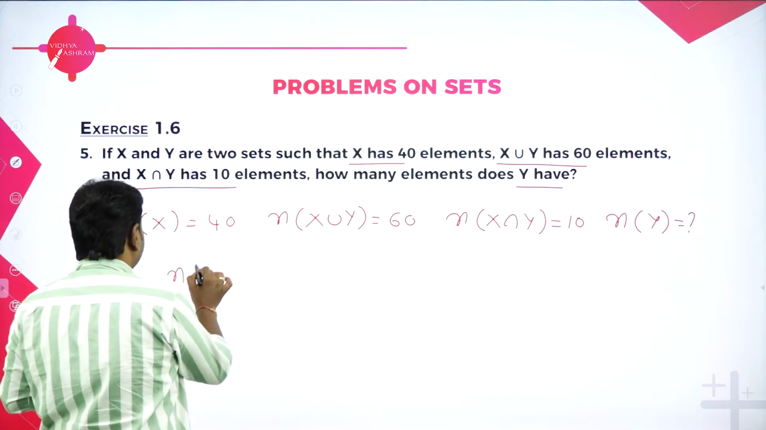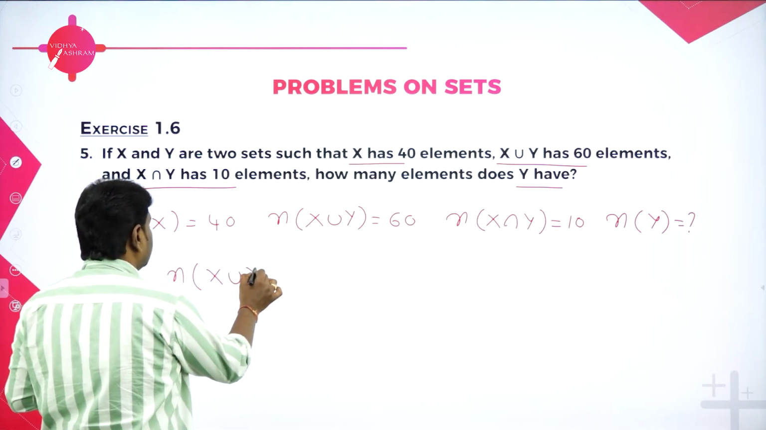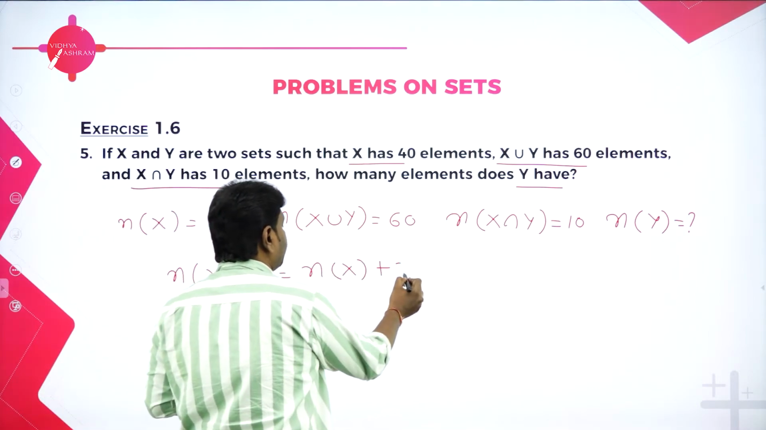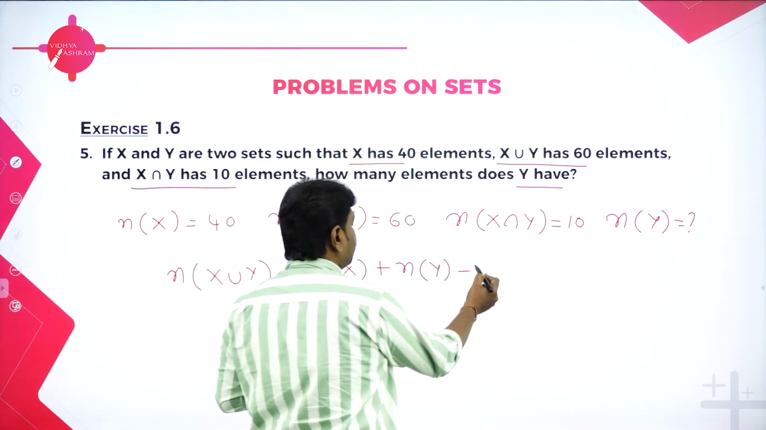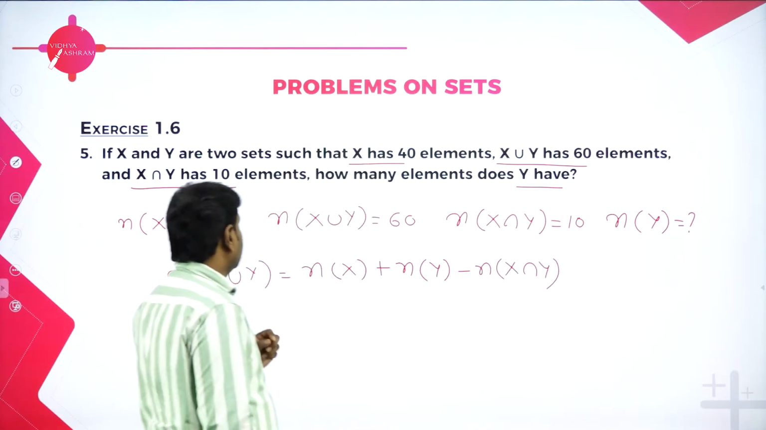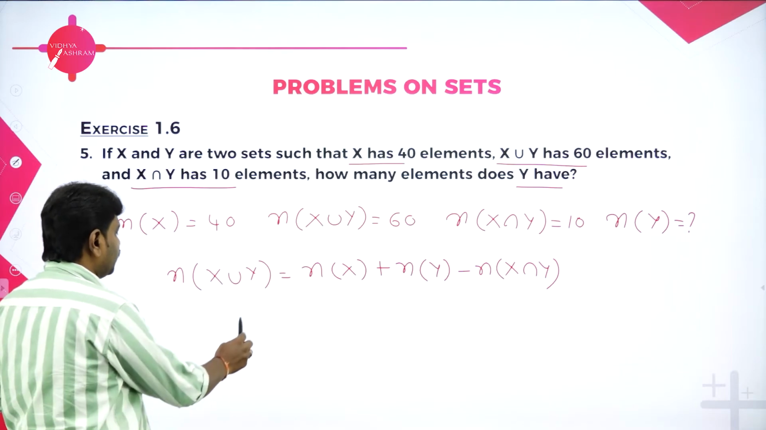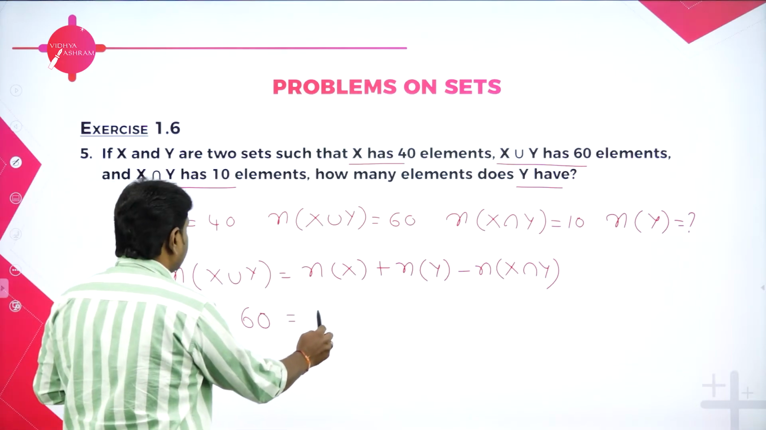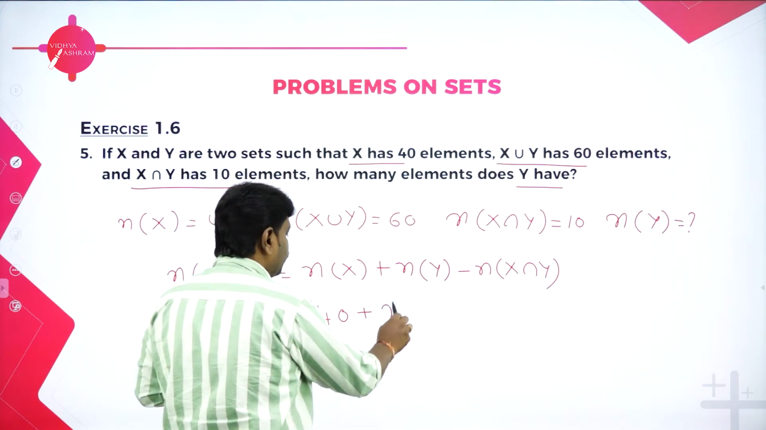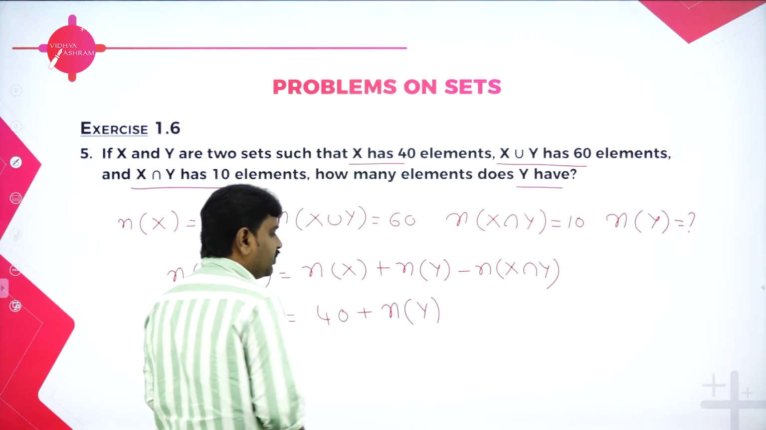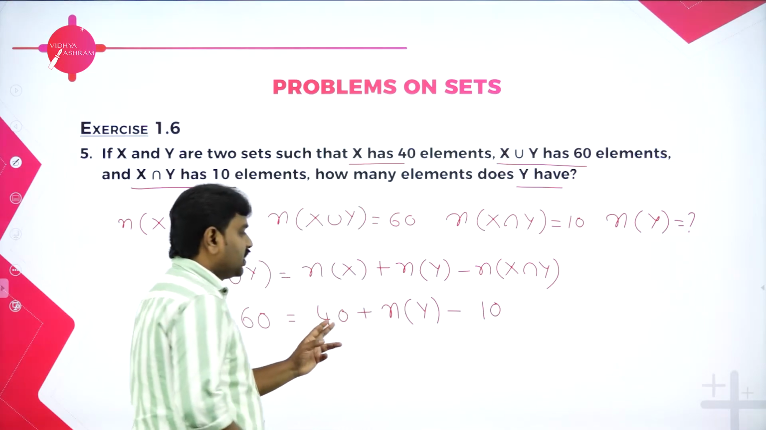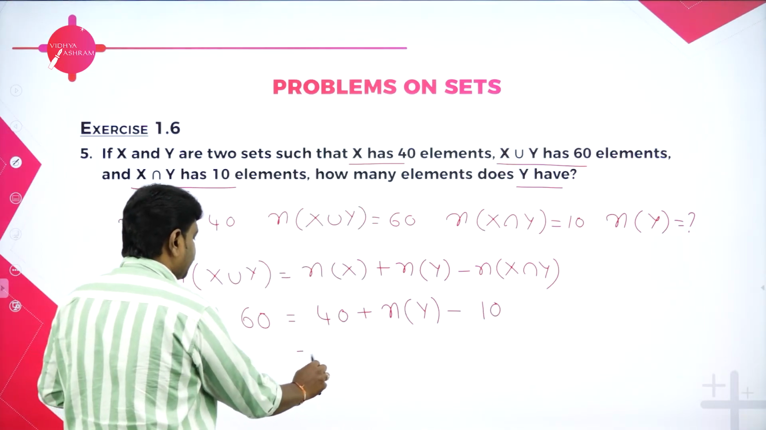So I'll take N of X union Y. What is N of X union Y? N of X plus N of Y minus N of X intersection Y. So solve this. N of X union Y, they give 60. N of X they give 40. N of Y they did not give, so let N of Y be N of Y. Minus N of X intersection Y, given 10.